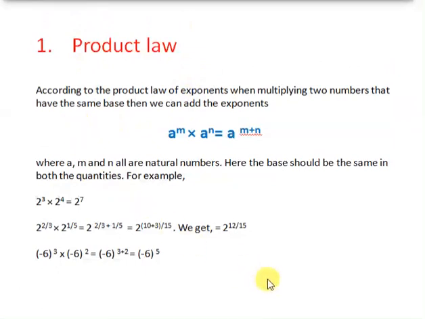According to this product law of exponent, when multiplying two numbers that have the same base, then we can add the exponent. Now see here, this exponent has the same base a. So if the bases are the same, the powers are different, the power gets added and the base remains only one. So a to the power m into a to the power n is equal to a to the power m plus n, where m and n are the natural numbers. Hence, the base should be the same in both the quantities. This point is to be remembered for applying the product law.